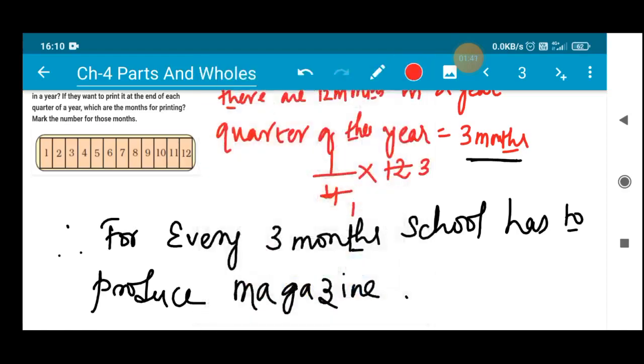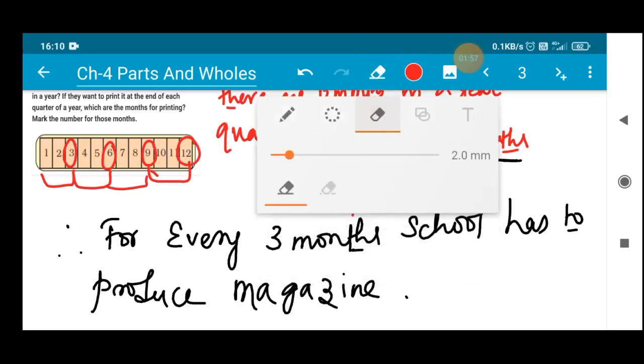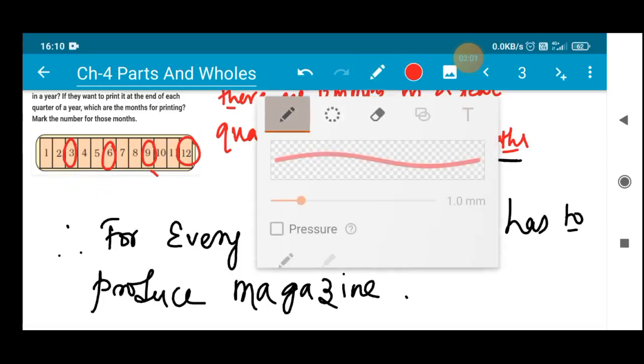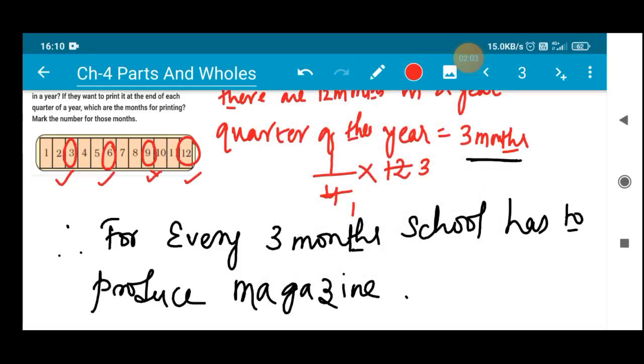So let us circle over here. One magazine will be produced after 3 months, that is in March. Then after 3 months it is 6, then in 9, then in 12, isn't it? So like this it will be. How many magazines are they going to produce in a year? Let us find that out also. 1, 2, 3, 4. Only 4 magazines they are producing, one in every quarter or every 3 months.